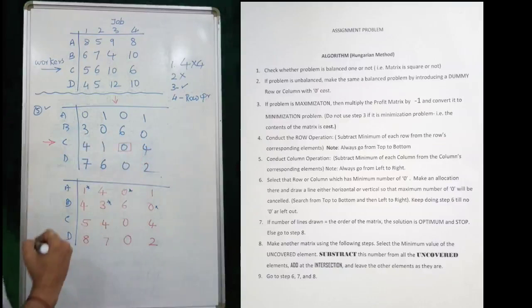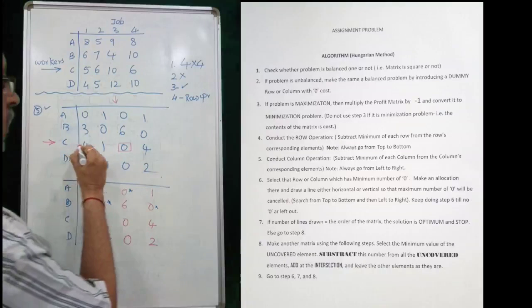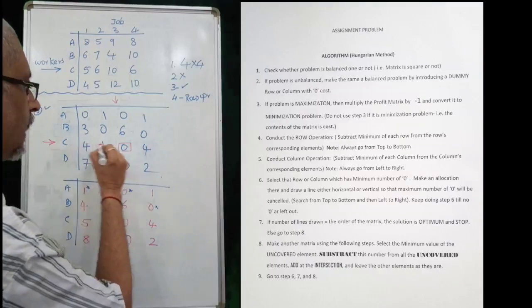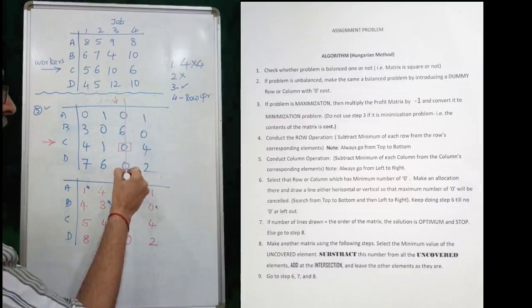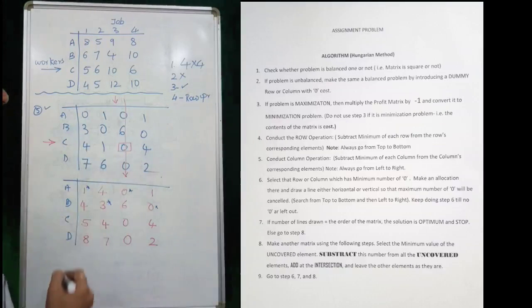I will make an allocation here. Draw a line to cancel the maximum number of zeros. I should not draw a line horizontally because I do not cancel any zero. I have to draw a vertical line cancelling the maximum number of zeros.